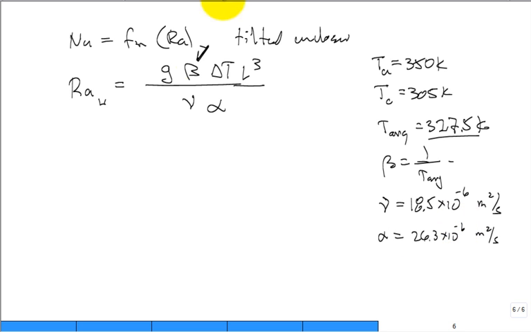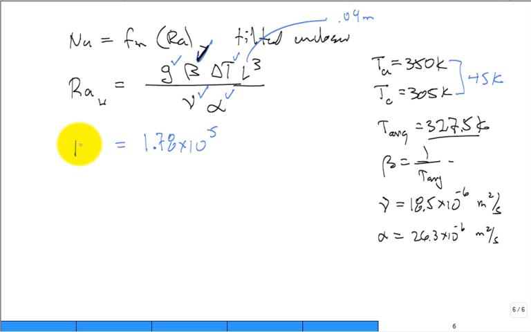So we get the beta, we get nu, we get alpha. g is 9.81. The delta T is that difference. What is it, 45 Kelvin? And the L here was 4 centimeters, 0.04 meters. So you calculate the Rayleigh number for that enclosure, and the Rayleigh number comes in at 1.78 times 10 to the 5th. And then you look for a correlation.